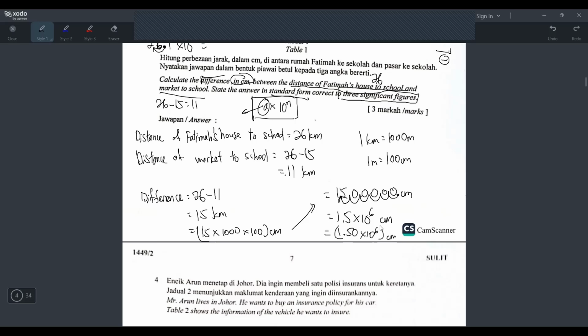So that's the correction. Because for significant figures, the zero we have to put at the back. Even though 1.5 and 1.50 are the same value, the zero at the back, we will count it as a significant figure if there is a decimal point. So even though the zero doesn't mean anything, we have to put it so that it becomes three significant figures. So that's the correction. All right.